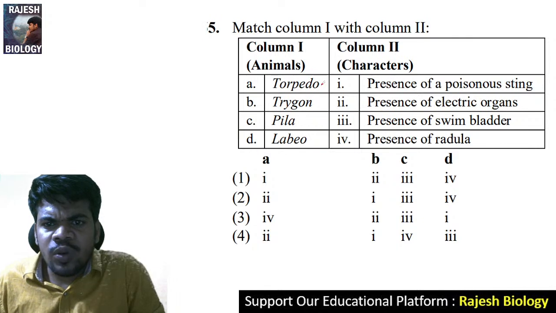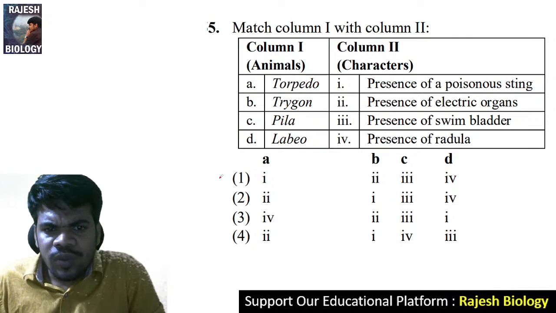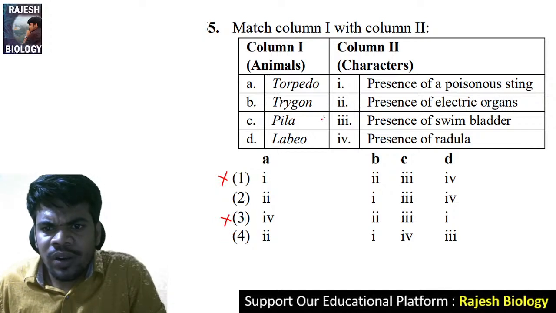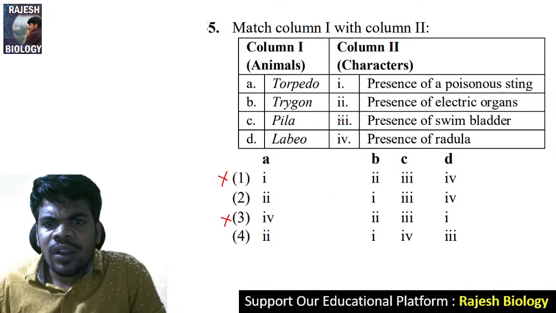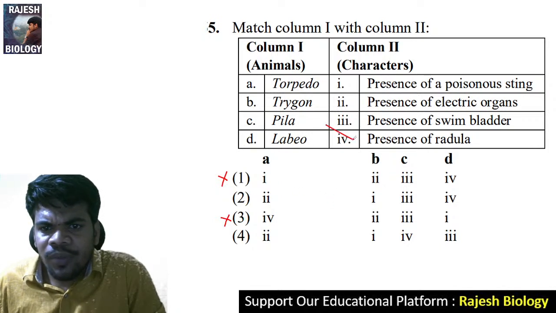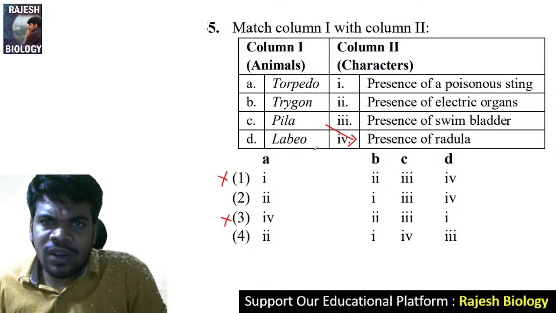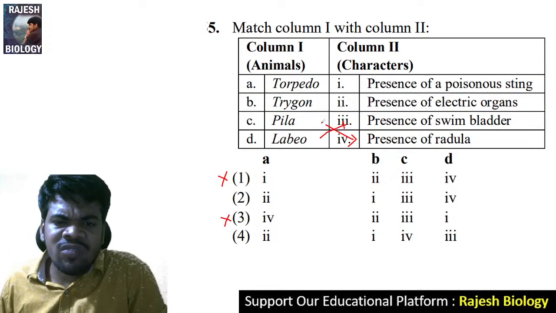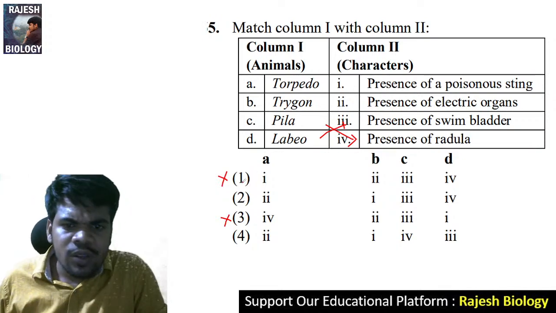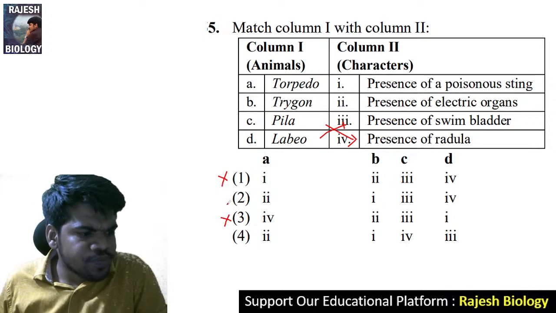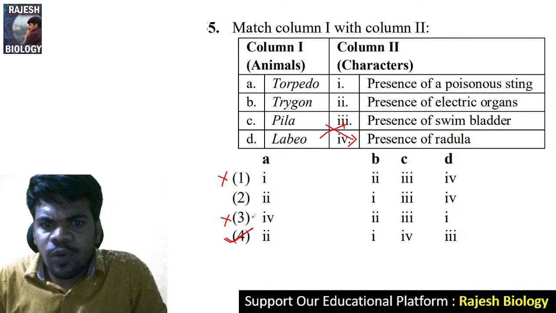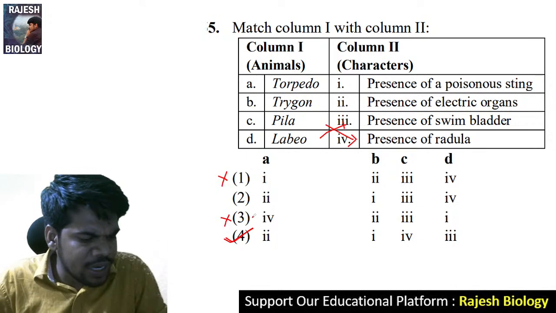Okay, so A2. Definitely these two are wrong. A2 and Trygon has a poisonous sting, so B1. A2, B1, and Pila, radula, a rasping organ. And Labeo rohita, I already told you, swim bladder is there to swim at the desired level. So the right answer is what? Fifth one, fourth option. C4 and D3. The fourth option is the right answer.